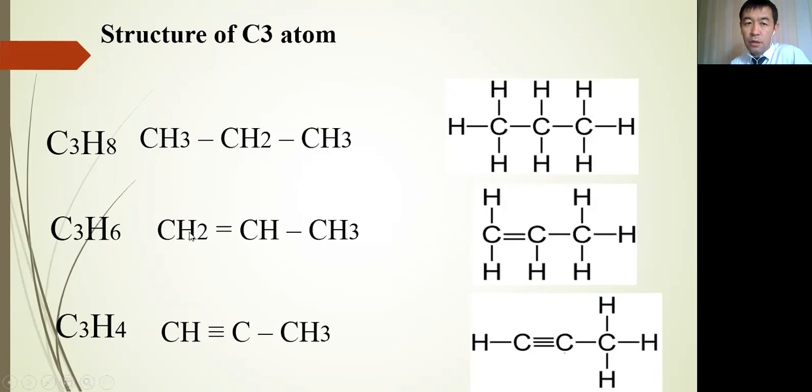Or you could write like this: this C bonded to 2 H, this carbon bonded to 1 hydrogen, and this carbon bonded to 3 hydrogens here. CH is this one, and CH2 is this one. Or in this case, C3H4, you can draw the linear structure like this, and the condensed structure like this. This is the CH, and here is CH3. You can draw the linear structure like this, and this is called the condensed structure.